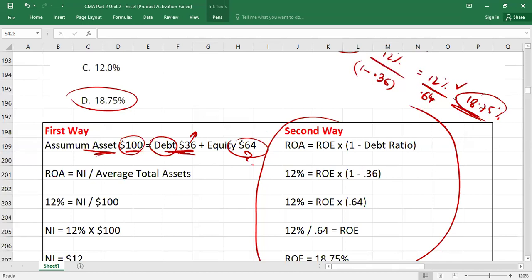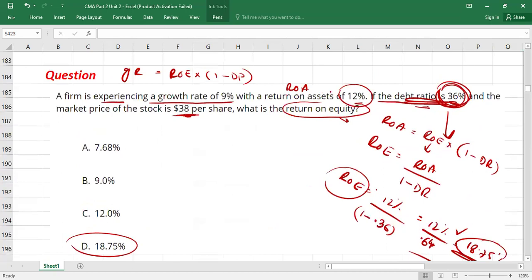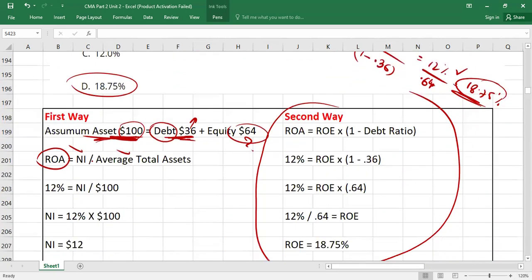Then, I have the asset value now, so first I'll apply return on asset to find the net income. Return on asset equals what? Net income divided by average total assets. Return on asset is given in the question as 12%. So if I keep return on asset as 12%, it equals net income, which I'm trying to find, over average assets, which I have assumed as $100.